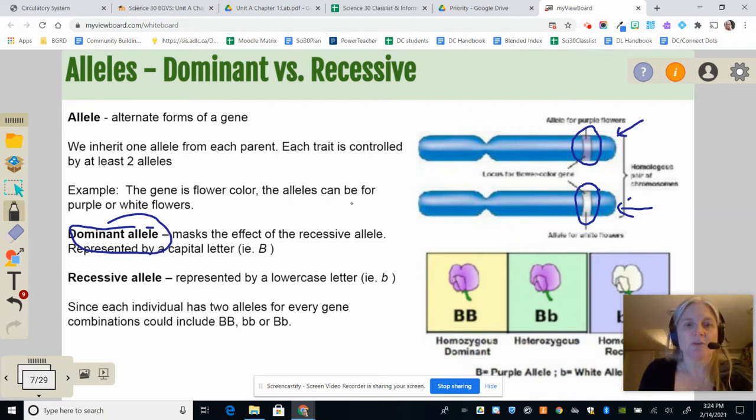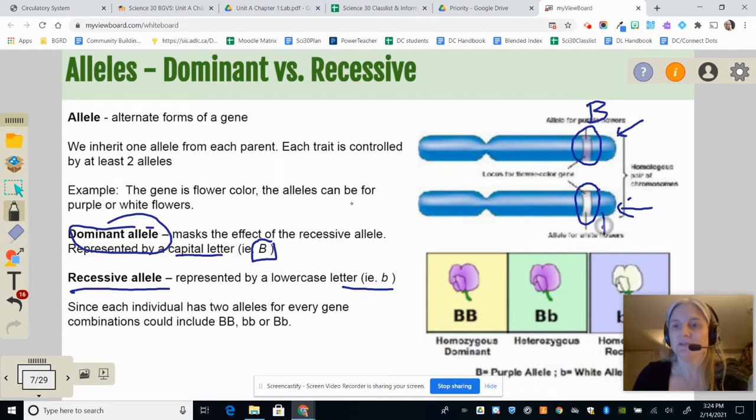So when we talk about a dominant allele, we use a capital letter to represent that so we can work with it. So in this case, we're going to use a capital B, and that's going to represent the dominant expression of the color, which is purple. So purple is the dominant color. So that allele, we will give a capital B to represent that purple is the dominant allele. The recessive allele is represented by a lowercase letter, and in this case, white is recessive.